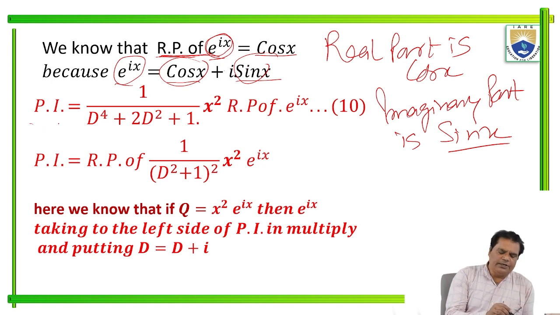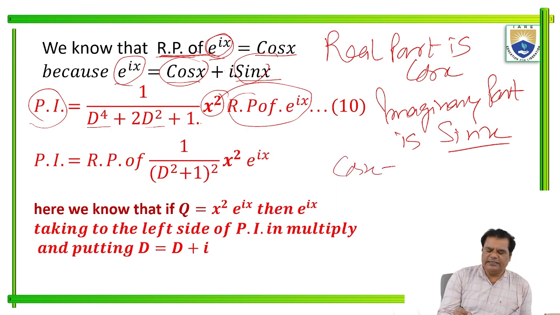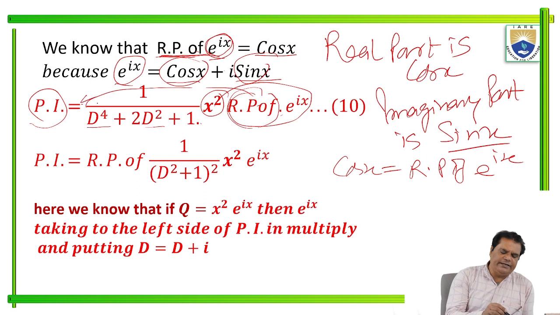So now the particular integral PI equals 1 upon D^4 plus 2D^2 plus 1 into x square. I am putting in this value of cos x. Since cos x is the real part of e to the power ix, in place of cos x we can put the real part of e to the power ix. So taking the real part on the left side.